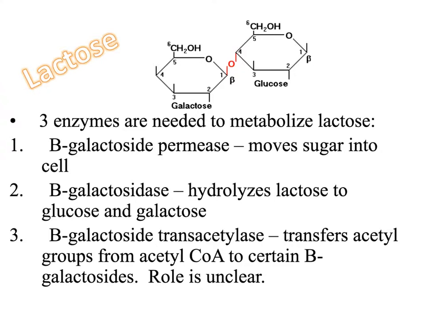All right, so here's a picture of lactose. You can see it's a galactose and a glucose bonded together by the glycosidic linkage. And there are 3 enzymes needed to break that down. Beta-galactoside permease moves the sugar into the cell. Beta-galactosidase hydrolyzes lactose to glucose and galactose. And beta-galactoside transacylase, I'm not sure how to say all these, transfers acetyl groups from the acetyl coenzyme A to certain beta-galactosides. Very unclear. Does it matter? No, you don't need to know the names of these or anything, but it's just the process, knowing that we need these enzymes to be made so that we can break down lactose.